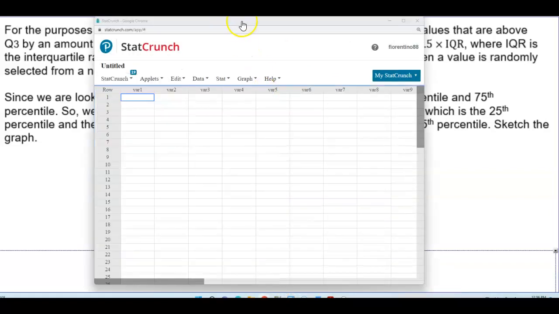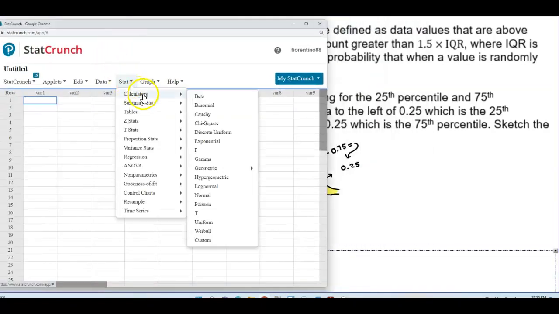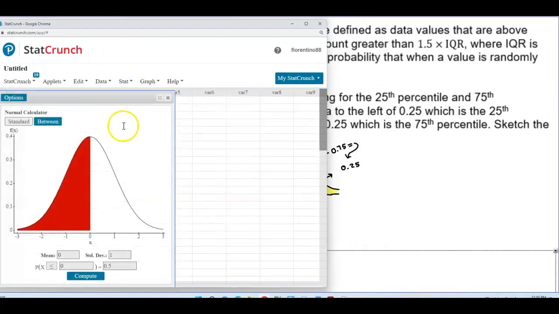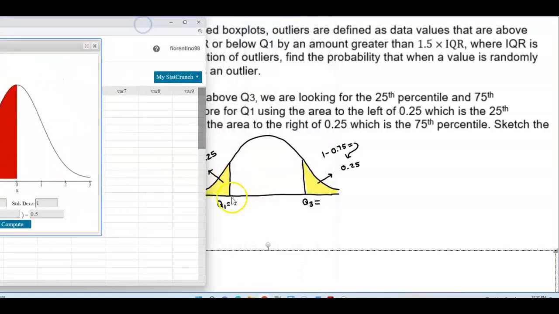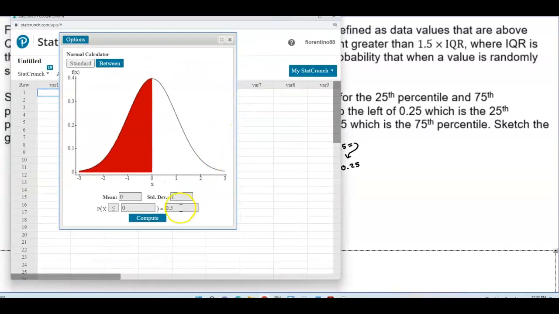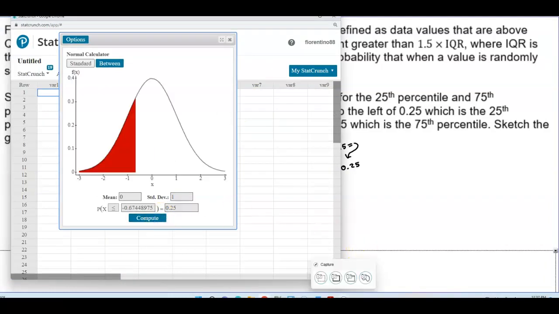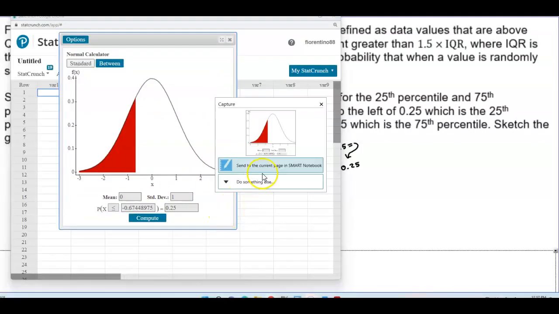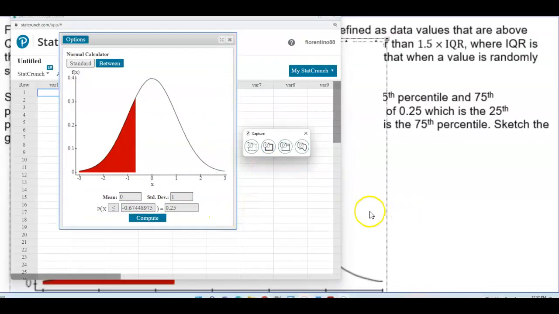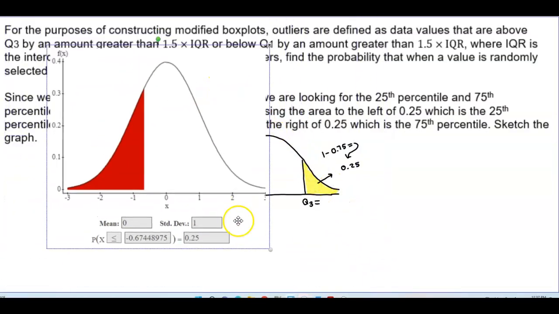Okay, so the first thing we want to do is go to Stat, Calculators, and then go to Normal. And then we have a mean of 0, standard deviation of 1. We're pointing to the left because we want to find first quartile 1. So we're going to put in the area that's to the left of that, which is 0.25. And then we're going to go ahead and copy that. Okay. So therefore, that's going to give us that z-score, or quartile 1, which is the 25th percentile.